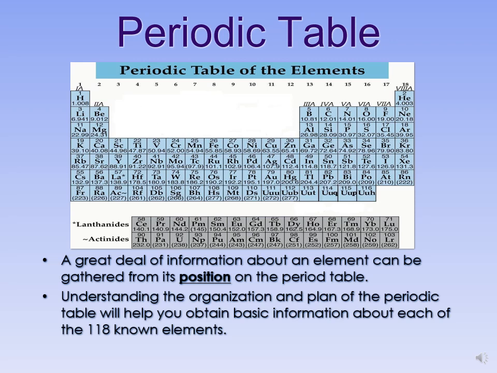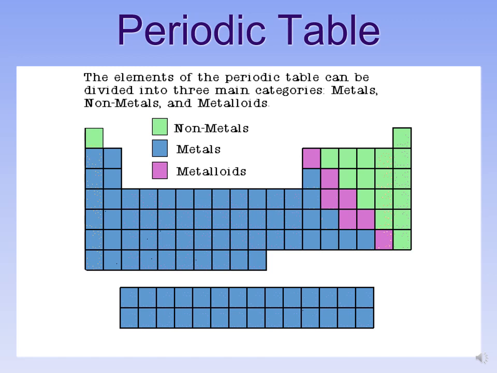The beauty of the periodic table is that you can get a lot of information about an element from where it happens to be located on the periodic table. Understanding that basic plan will help you infer some basic information about each of the elements along the way. So what we have here is nonmetals. On the periodic table, they're shown here in green. We have the metalloids, which are shown in purple, and then everything else is considered to be a metal.